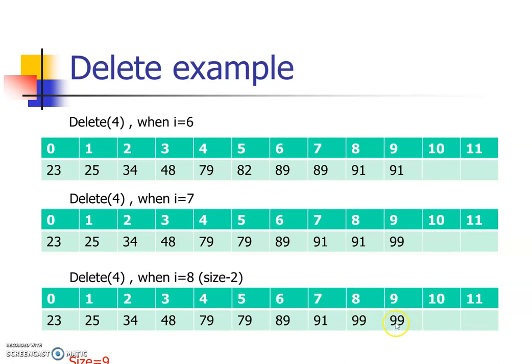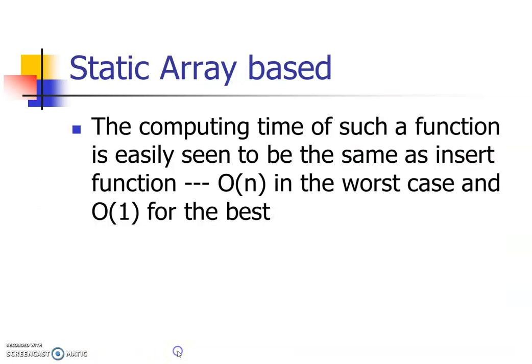Of course, if you don't feel comfortable that 99 is still there, before you do size minus minus, you can set the index of size minus 1 equal to negative 1. You can add that line; with or without that line, it's going to do the same thing. And therefore, this is the operation for the delete.